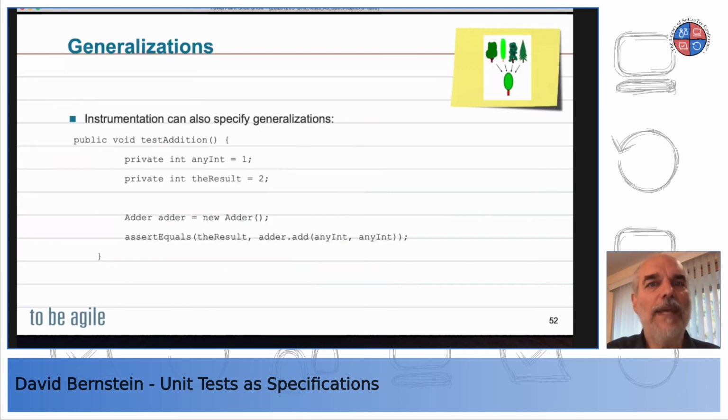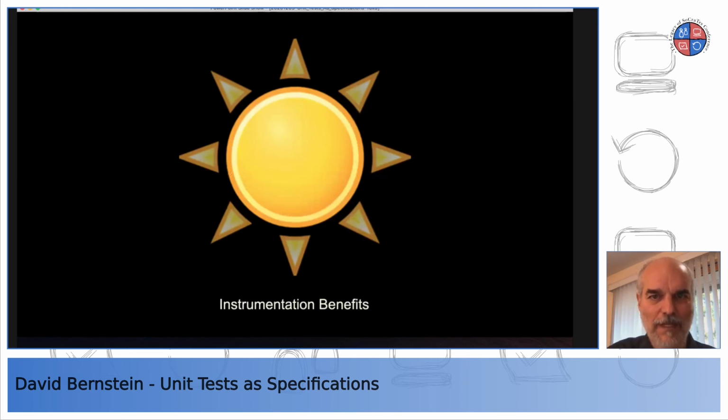You can also make generalizations more clear. So instead of testing 1 and 1 equals 2, I just specify variables for any int as 1, and the result is 2. And now my assert reads assert equals the result when I add any int and any int together. So it's just more readable that way. Some benefits of doing instrumentation: it allows you to really understand and read code more like a specification. That's really the main benefit. I know I'm at time, so I want to go a little quicker with you.